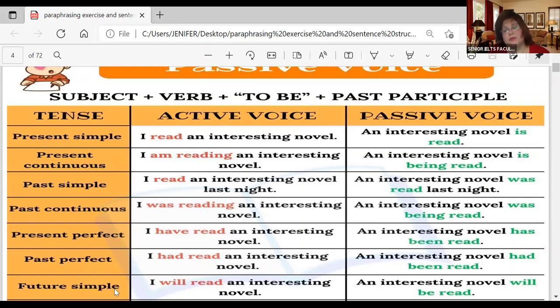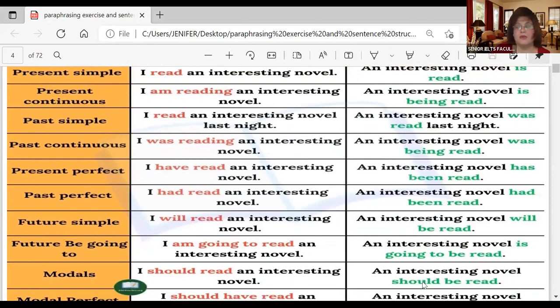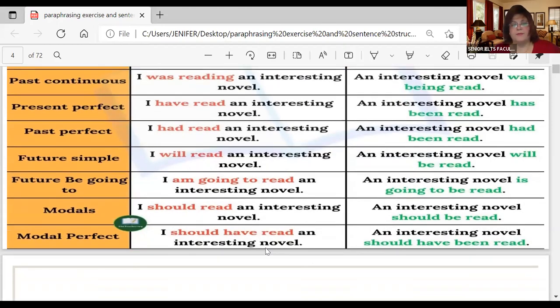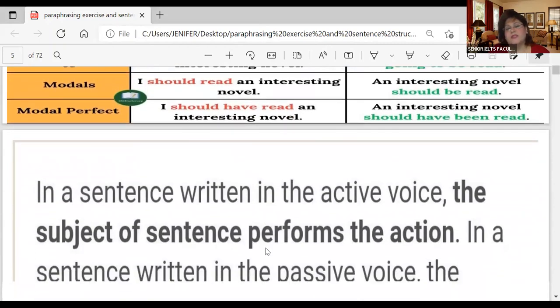Last but not least, future simple: I will read an interesting novel. An interesting novel will be read. Okay? Future be going to: I am going to read an interesting novel. And the passive will be, an interesting novel is going to be read. Modals, that is should: I should read an interesting novel. An interesting novel should be read. And in modal perfect: I should have read an interesting novel. An interesting novel should have been read. So this is how you are going to change the active to passive in different tenses.